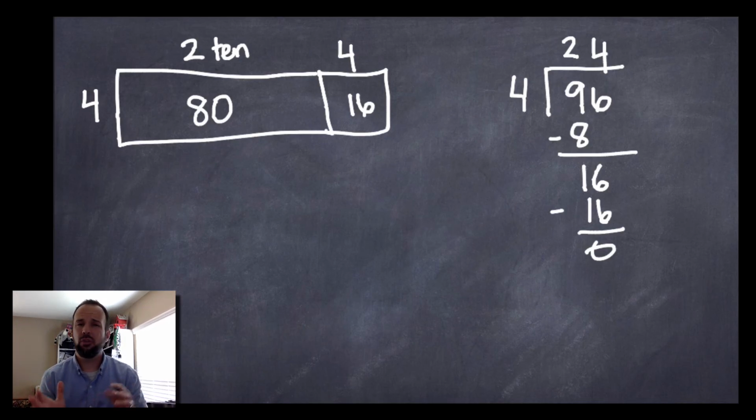But for now, we're just focusing on that area model, and being able to break numbers down, to divide them by smaller chunks, and then add those chunks, those partial quotients, together to get your final answer.